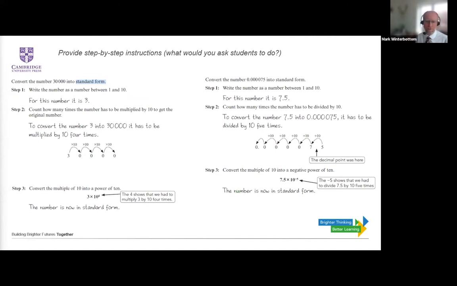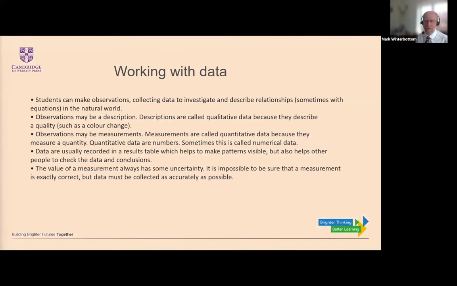And this is even more broken down. So let's have a look. Convert the number 30,000 to standard form. Write the number as a number between 1 and 10. Okay, so it's 3. Count how many times the number has to be multiplied by 10 to get to the original number. 1, 2, 3, 4 times. Lovely. Convert the multiple of 10 into a power of 10. There it is, 10 to the 4. So it's 3 multiplied by 10 to the 4. Now look at that. It's simple. It's a skill that's been scaffolded by you by giving those step-by-step instructions. It allows them to see what these numbers mean, but it doesn't do a huge amount of abstract detail associated with it. Lovely.